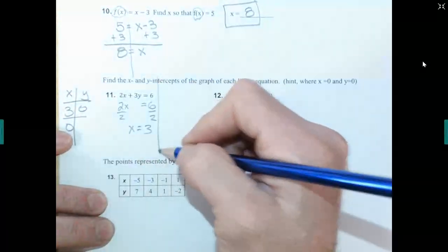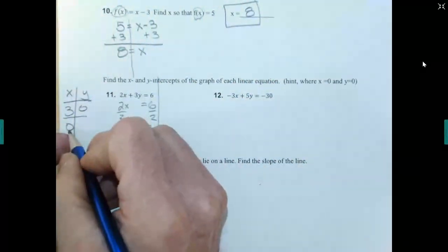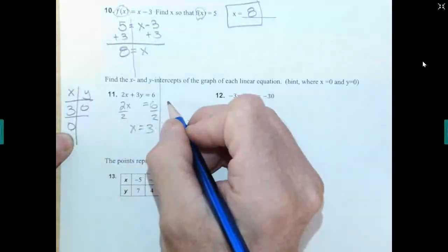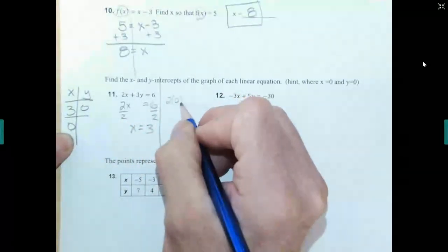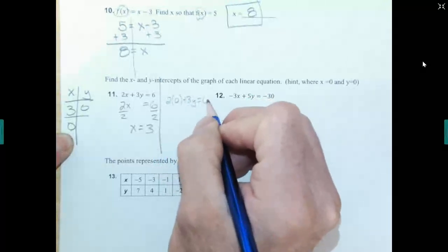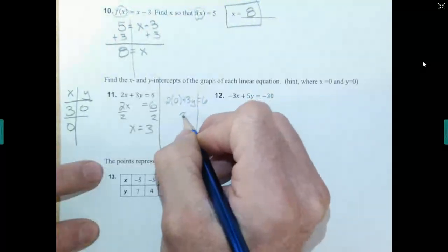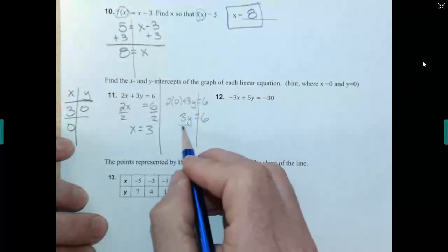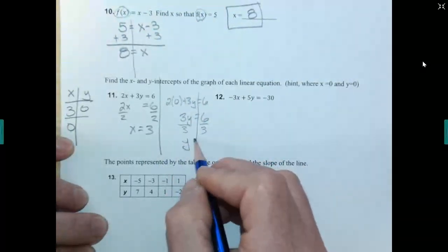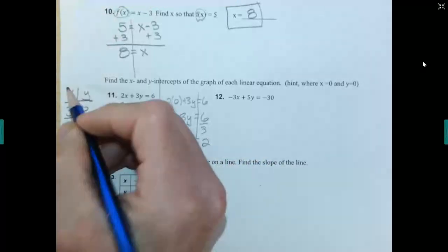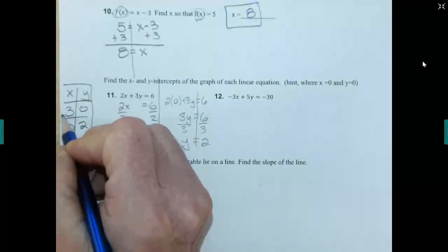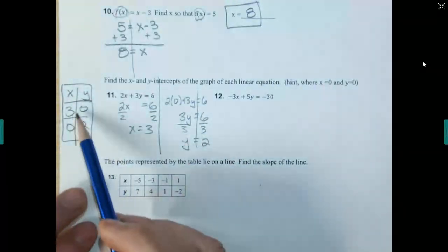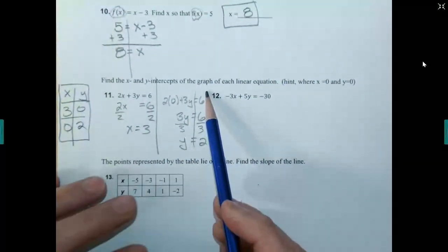Then I do it again, but this time my x value is 0. So I have 2 times 0 plus 3y equals 6. So it's 3y equals 6. 2 times 0 is 0. So y equals 2. So there's my x and y intercepts of this.